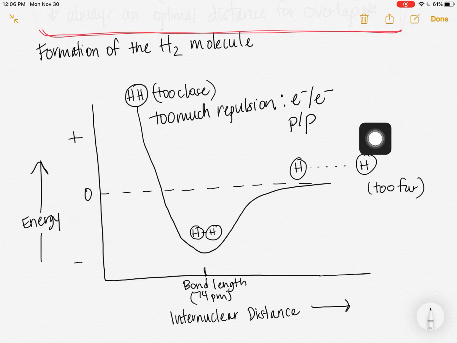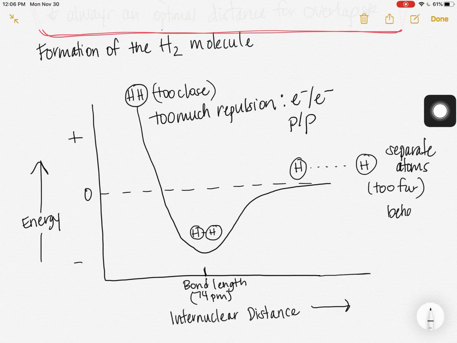Now, the opposite kind of discussion is what happens when they're too far apart. So again, look at your internuclear distance. It's really high. That means your atoms are way far apart. They're actually separate atoms, because they're hydrogens. And if you look at the energy, it's an energy value of 0, which means they're basically behaving as separate atoms. There really is no bond here to speak of, because the atoms are so far apart.